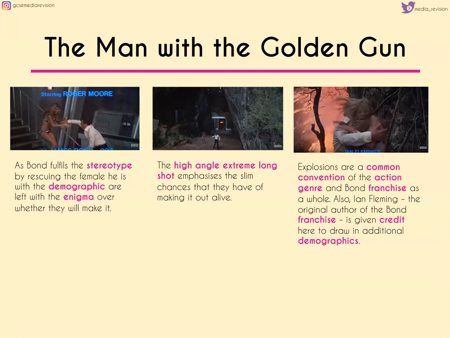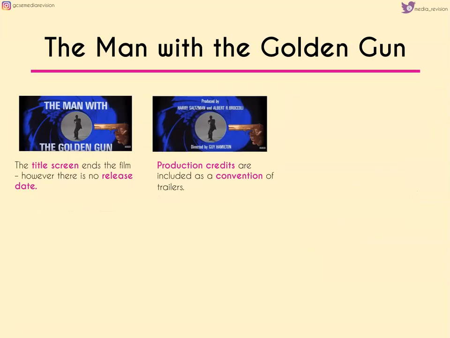Now, explosions are a common convention of the action genre and the Bond franchise as a whole. We also credit Ian Fleming, who's the original author of the Bond franchise, and again that would draw in another audience as well. And we finally end with the title screen. Again, that mirrors what we've seen before, so it's a repeated frame, but there's no release date here. And we also have production credits, again included as a convention of trailers, but again there's no release date as we would expect to see with a modern trailer.